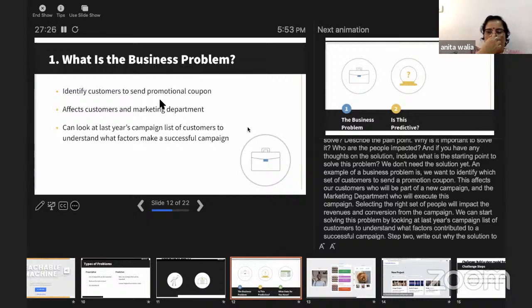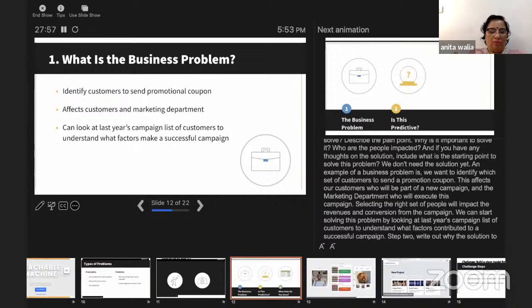Suppose this is a marketing department that has this particular problem, and they also want to identify how it affects the customers. How can they look at last year's campaign? What is the possible solution they have? They can look at last year's campaign list of customers to understand the factors that made a campaign successful. They have to come up with a campaign to increase the sales.